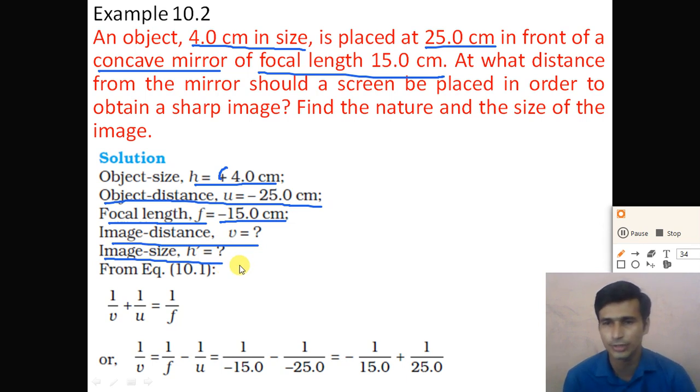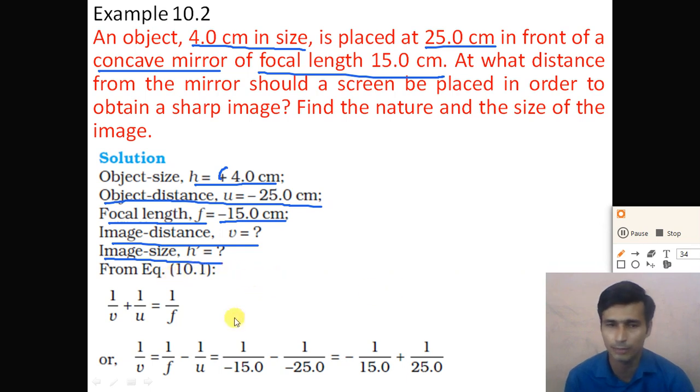So dear student, you know the mirror formula. In the previous example, the radius of curvature was given to you, and from the radius of curvature we calculated the focal length. But in this example, the focal length is directly given to you, so we need not convert it. So focal length f is equal to minus 15 centimeter, object distance u is equal to minus 25 centimeter. So we can easily calculate the image distance with the help of the mirror formula.